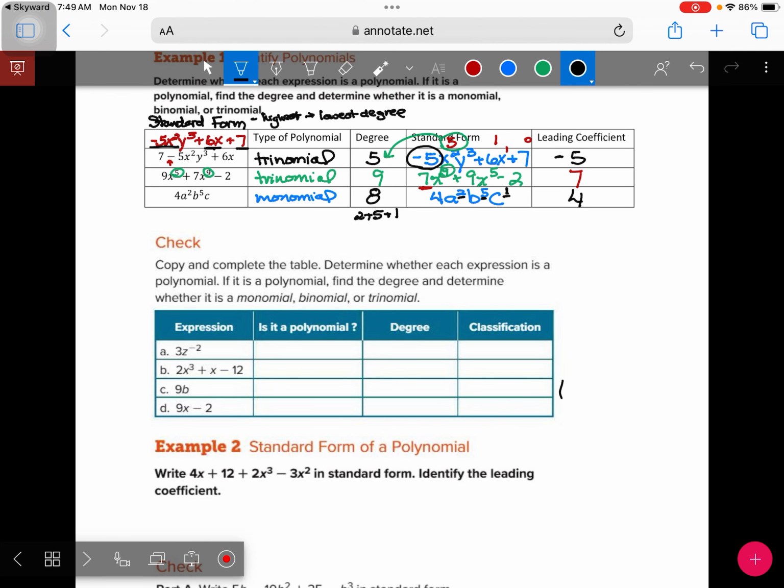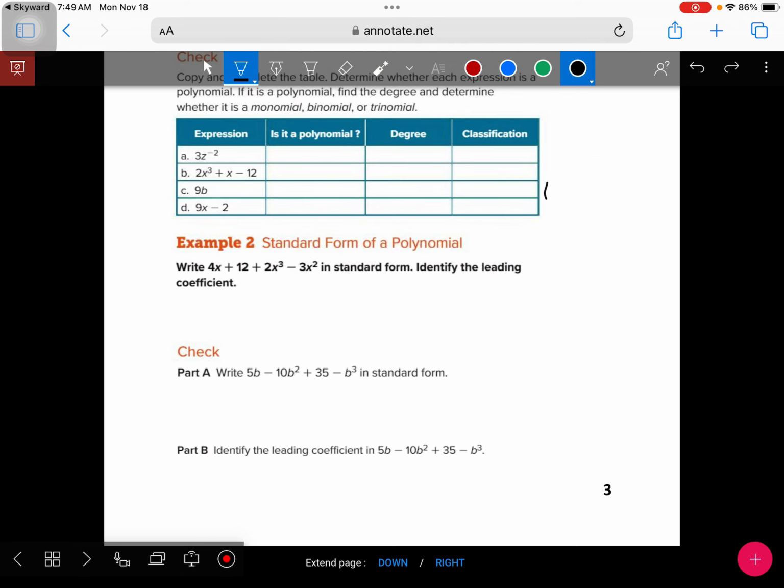It says, complete the table. So they give you an expression. First of all, is it a polynomial? What is its degree? And what is its classification? If it's not a polynomial, there is no classification. So take just 2 minutes and see if you can do that one.